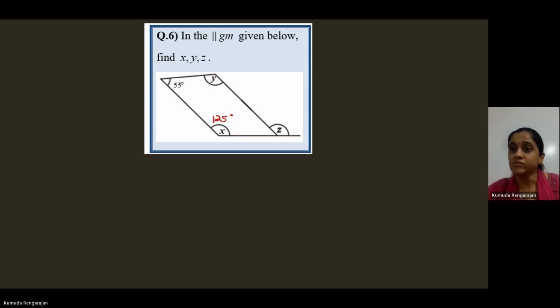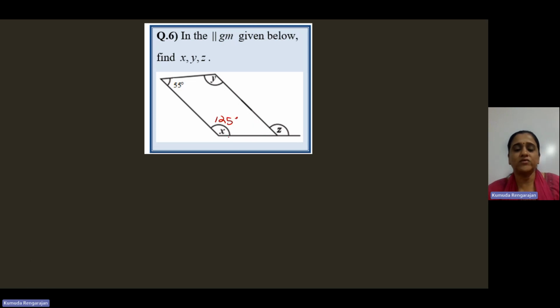Opposite angles are equal. Correct. 125, yes. That only you should use. Okay, so you said this is 55, so this is 55. Opposite angles are equal, and then linear pair, 55 plus Z is equal to 180. And then X is equal to corresponding. Yeah, we'll do it like that only.